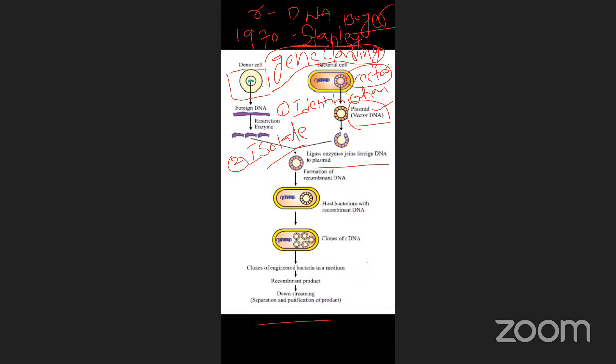So what is the first step? Identification of desired gene from donor cell. Here we can see the gene in green color. So that is identified first. This identified gene is then separated from the donor cell. That is the second step, that means isolation.